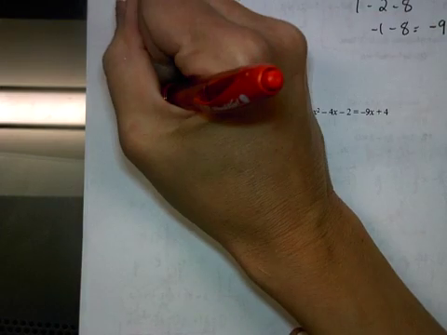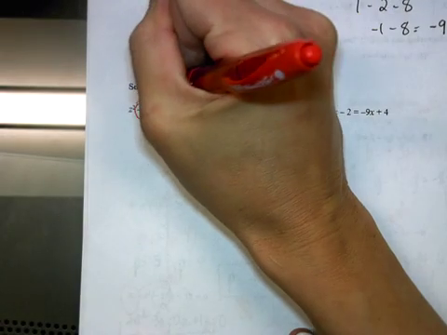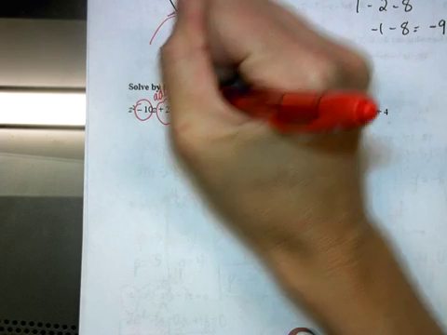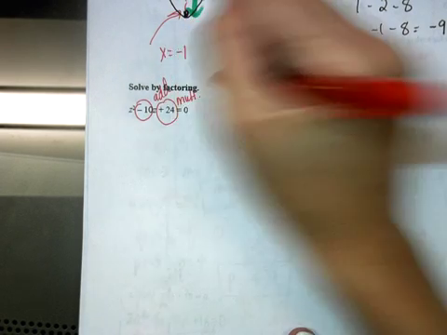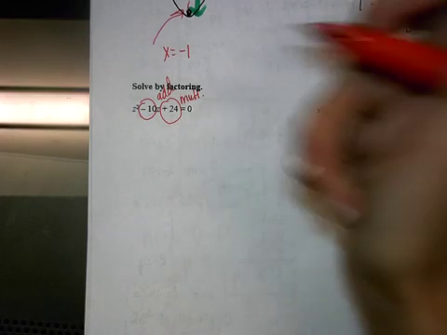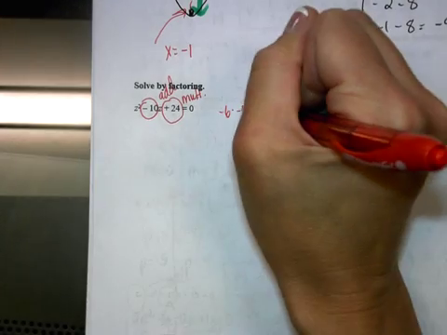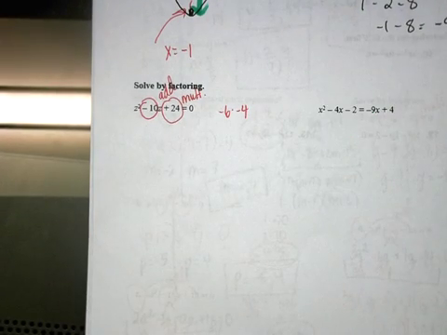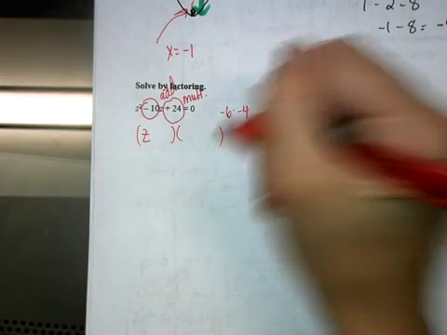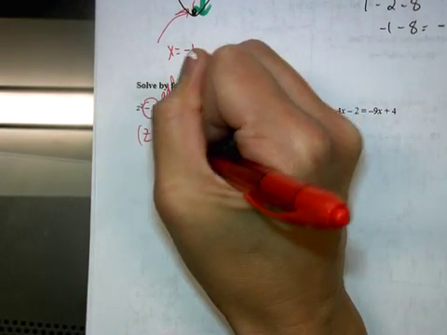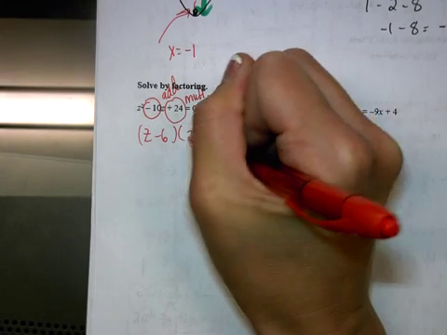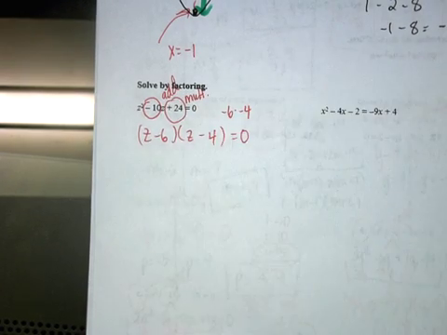-10 is your adding, and 24 is your multiplying. Good. So anybody know what numbers will end up working? Very good. -6 and -4. How will I end up writing that? Good. Z minus 6 and Z minus 4. Okay. Z minus 6 and Z minus 4.